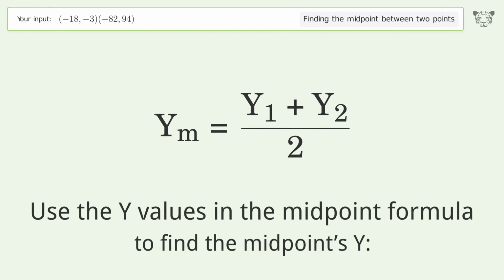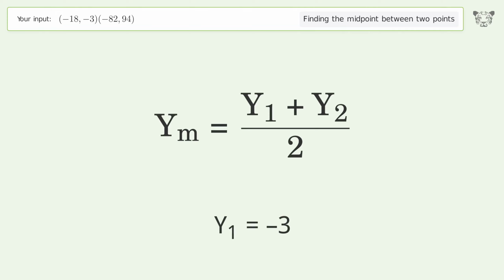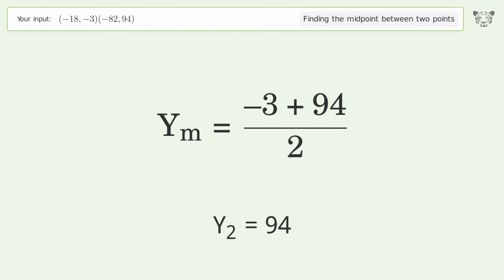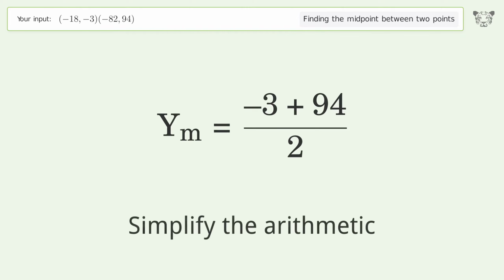Use the y values in the midpoint formula to find the midpoint's y. y1 equals -3. y2 equals 94. Simplify the arithmetic.